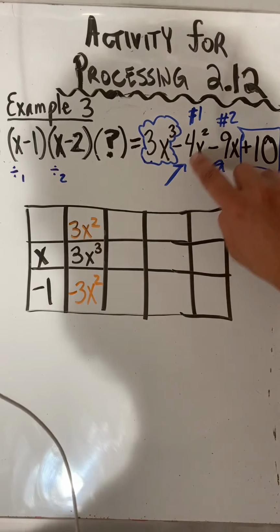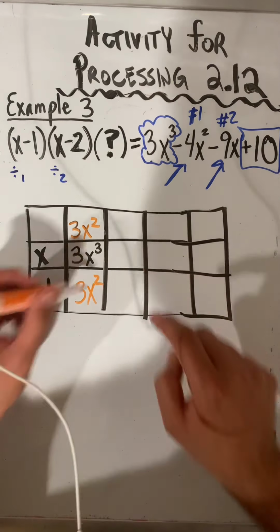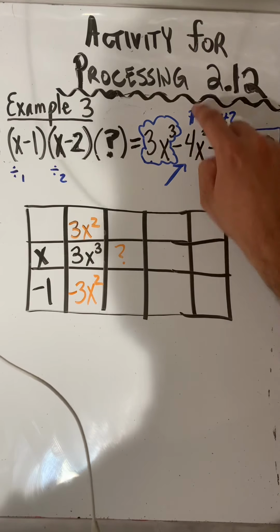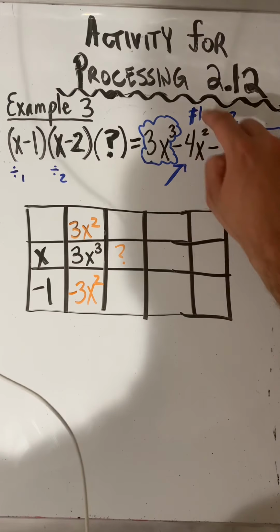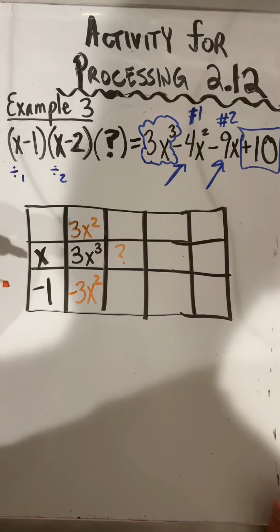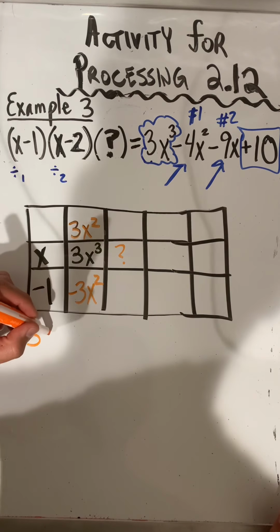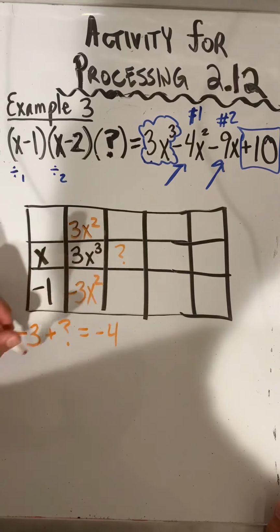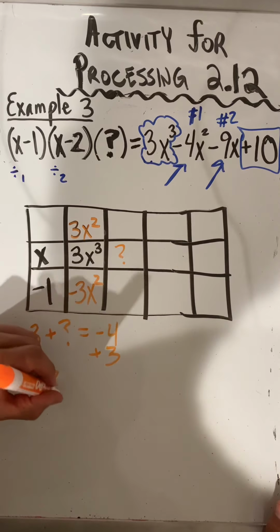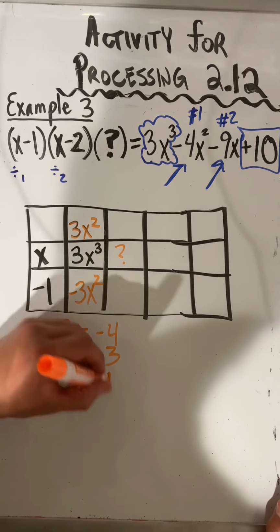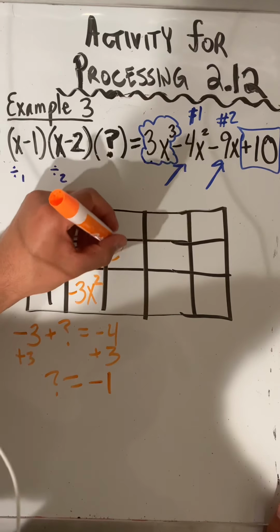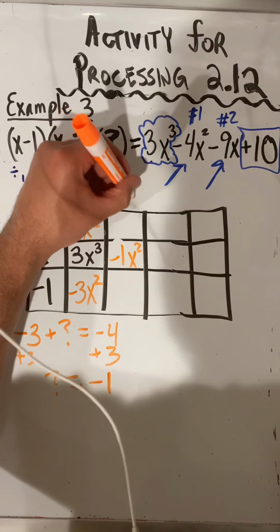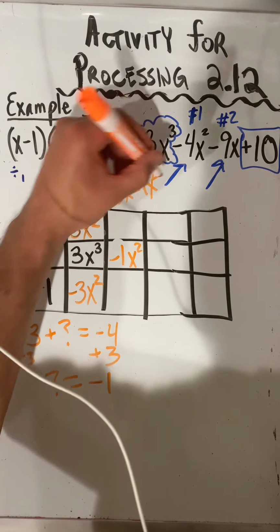All right, looking good. Now I'm going to see if I can figure out 3x squared plus something here. Needs to give us negative 4x squared, this first, where I labeled number 1. So I'm going to create a little equation here. Negative 3 plus something needs to give me negative 4. Negative 1. Okay. Negative 1x squared. Looking good. I'm going to write it right here. Negative 3x squared minus 1x squared. That gives me negative 4x squared.